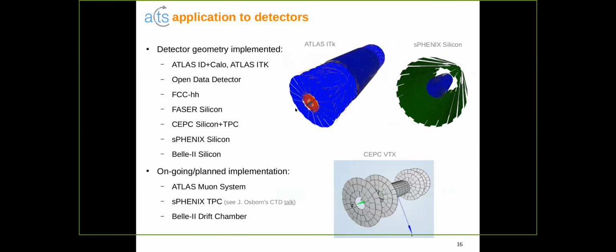And okay, so here, these are two slides about the application to the detectors. Over the past year, we have implemented a lot of new detectors with ACTS, such as the Atlas ITK, this Phoenix Silicon, as Joe had showed yesterday, and then also the CPC detector and the Belle II Silicon. There's quite some ongoing discussion to implement new detectors, such as the SFH TBC, the Belle II central drift chamber, and also the Atlas muon system.